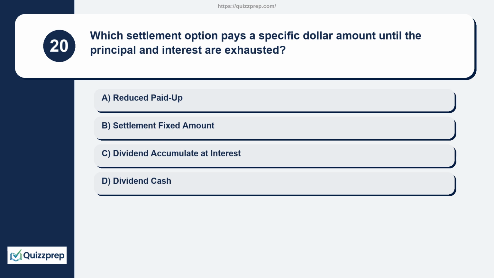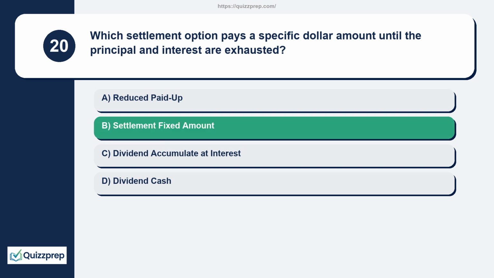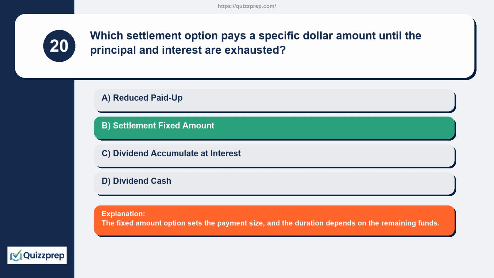Question 20. Which settlement option pays a specific dollar amount until the principal and interest are exhausted? Reduced paid up, settlement fixed amount, dividend accumulated interest, dividend cash. The fixed amount option sets the payment size, and the duration depends on the remaining funds.